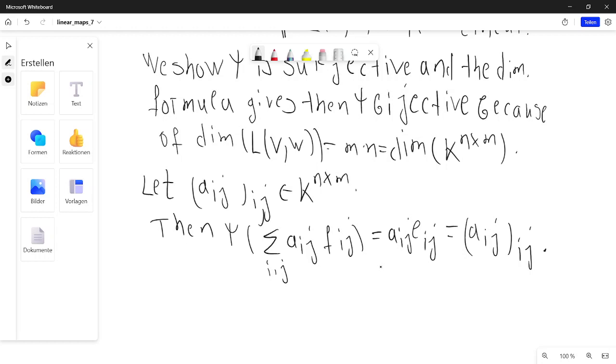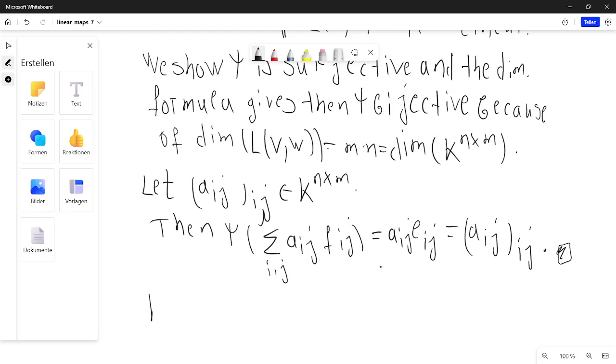And this shows that it is an isomorphism. We have shown, first we have constructed it linearly, then we have shown that it is surjective, and we established also that the dimensions are equal, and surjectivity gives already bijectivity, and with that we have finished it.